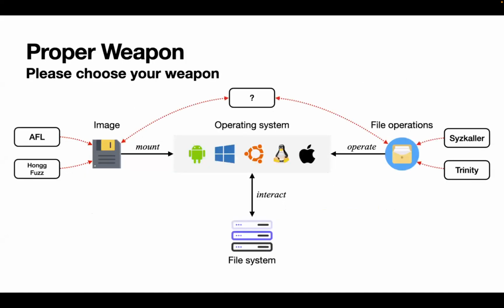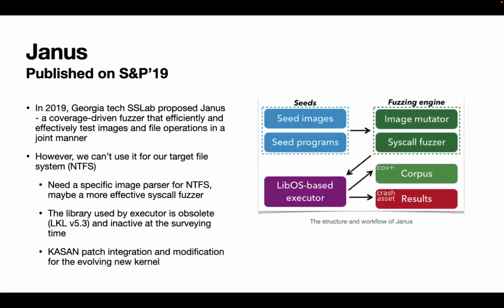So the next thing, we have to choose a weapon for this fuzzing. However, existing work all focuses on one of the two factors. For example, AFL and HonggFuzz can mutate a binary file, that is an image, and syzkaller and Trinity can mutate a program consisting of a series of operations. So do we have a fuzzer that takes both image and file operations into consideration? Fortunately, the answer is yes. Janus is a work published at S&P 19, developed by the Georgia Tech SSLab.